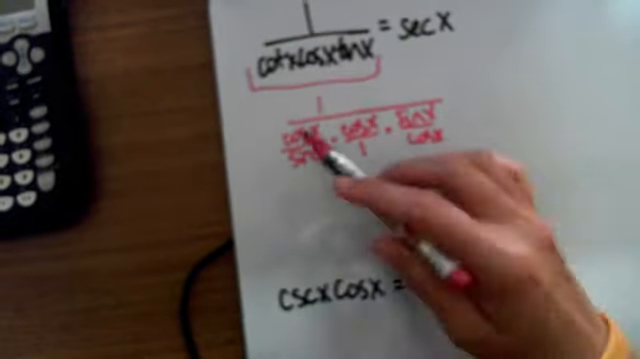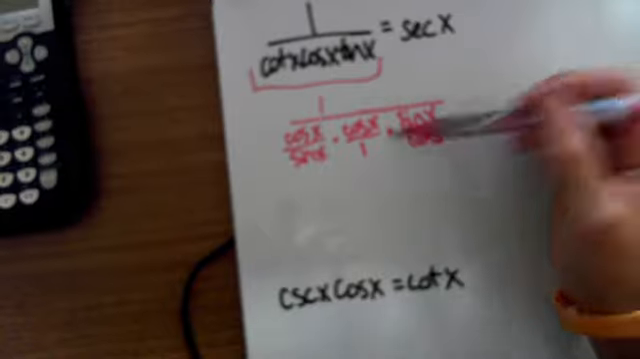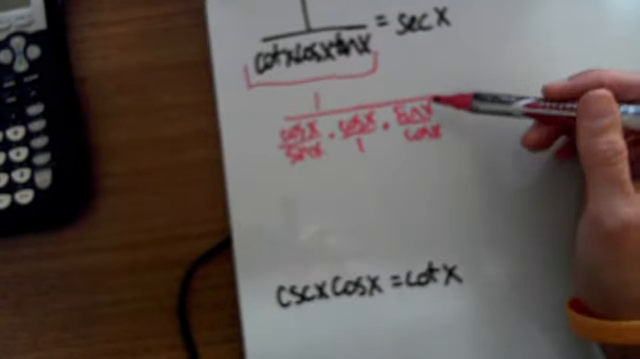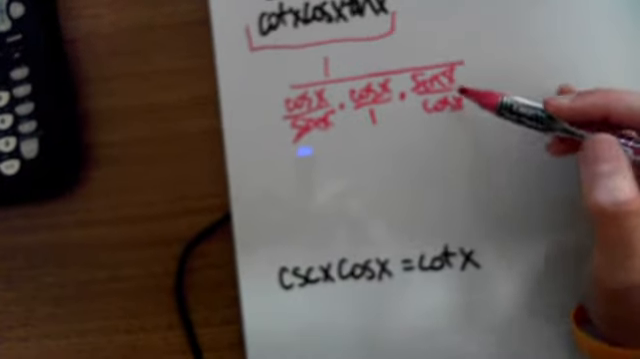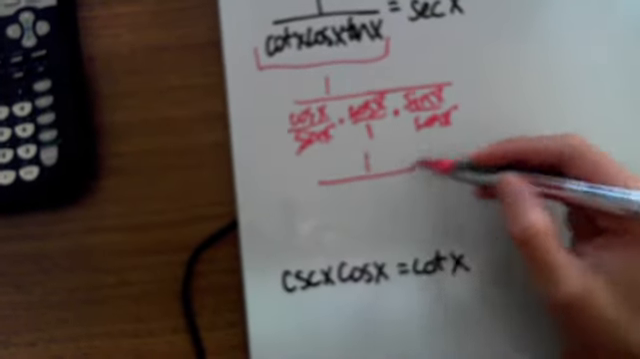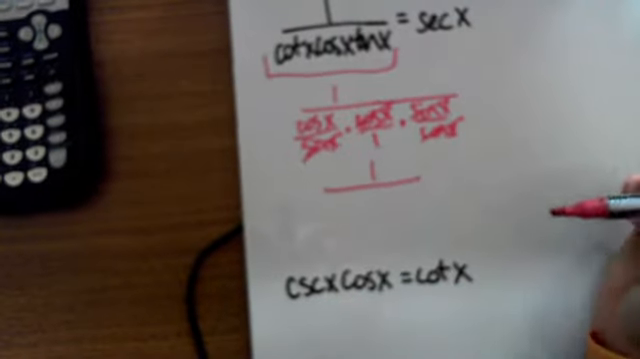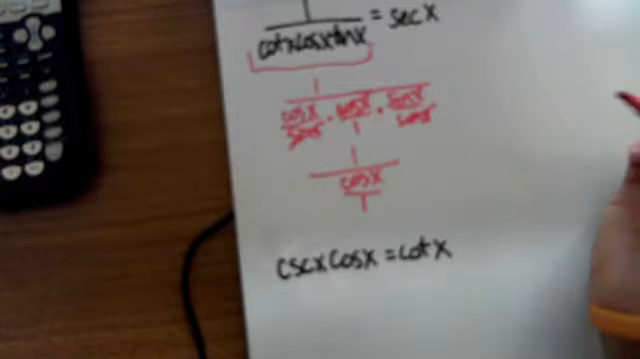If you can cancel anything out, it will make life a whole lot easier. So you look and say, okay, I have a sine in my denominator. I also have a sine in my numerator, so those cancel. I have a cosine in my denominator and a cosine in my numerator. Now there's 2 cosines in the numerator, only one will cancel. So what we have left, we have our 1 over, and then if you look at all 3 of these fractions, the only thing that's left is cosine of x over 1.